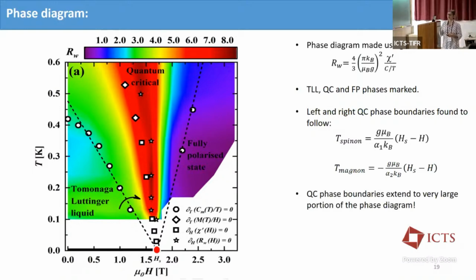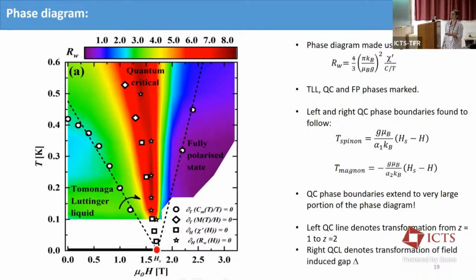And in contrast to what was shown in copper pyrazine dinitrate, what we find is that the quantum critical phase boundary extends to a very, very large portion of the phase diagram. You see that from Hs to approximately a value which is very, very close to 0, you find this linearity, huge amount of linearity. And this denotes transformation from z equal to 1 to z equal to 2. I have not described this, but that's okay. And the right quantum critical line, as I said, denotes transformation of field-induced gap delta.